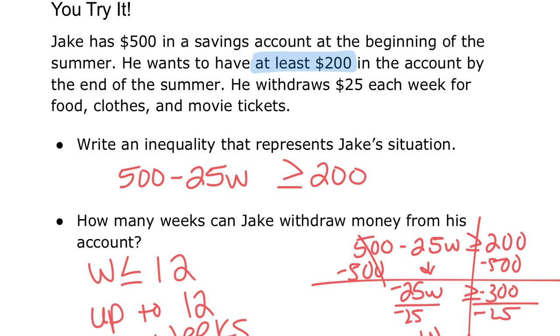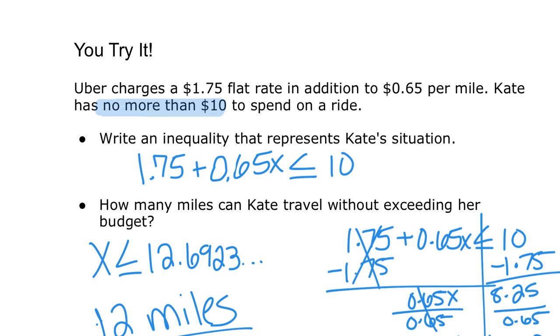And then on the next one, you would have written 1.75 plus 0.65x is less than or equal to 10 because there's a flat rate and a per mile rate. And no more than 10 meant you needed to stay less than or equal to that. So then when you solve that one, you get this weird decimal of about 12.6923. But it doesn't say anything about her being able to pay for part of a mile. So we would round that and say she would have to stay under 12 miles to be able to afford that with the $10 that she had.